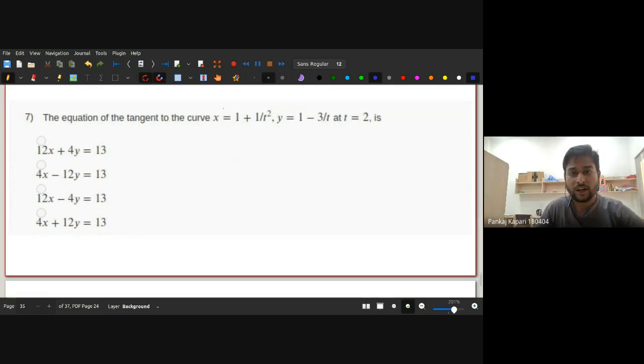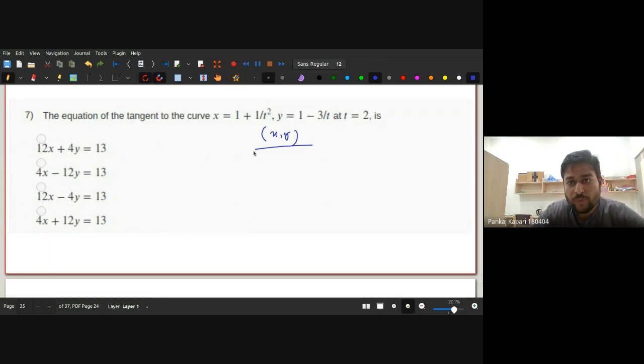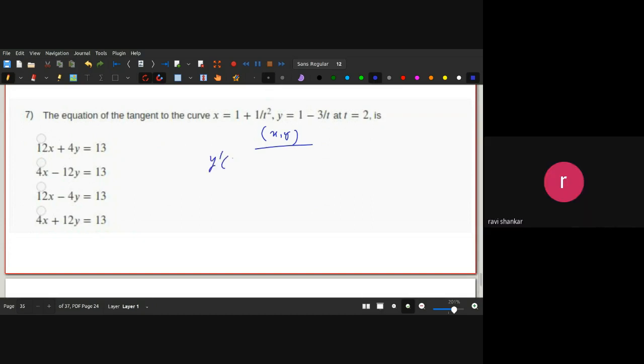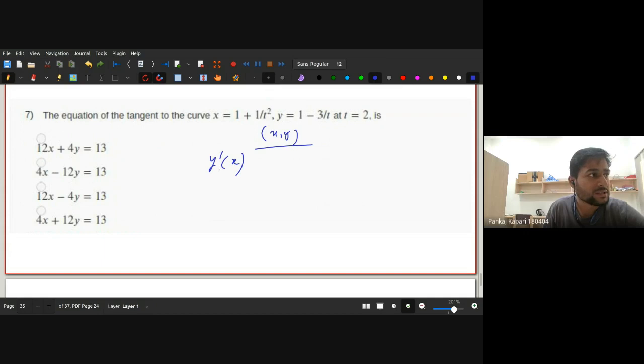Okay, so this curve is given in a parametric form. Parametric form means the coordinates x comma y of the points of the curve both depend on another single variable t. This variable t is called a parameter, and you have to find the slope at t equal to 2. Here t is the parameter on which both coordinates x comma y depend, and you have to find the slope, which is y prime of x at t equal to 2, right?